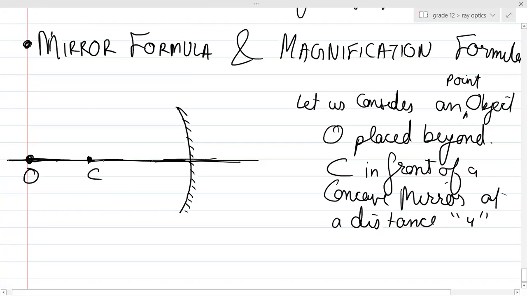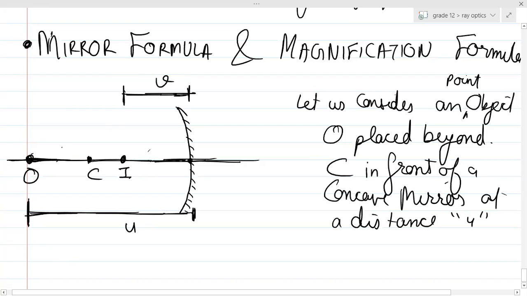Now tell me, if the object is placed beyond C, the image shall be formed between C and F, right? But don't define F over here. Let's say the image is formed over here. The object is placed in front of the mirror at a distance U. The image is formed at, let's say, distance V, and this is the radius of curvature. How will you explain the whole thing?